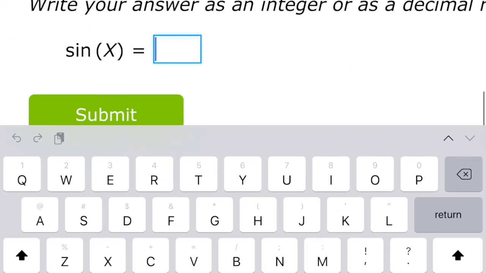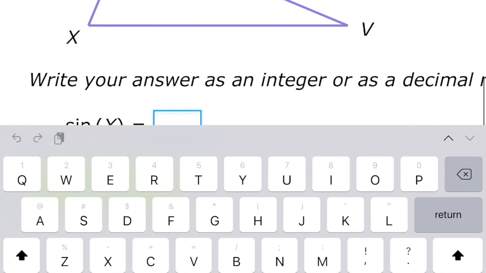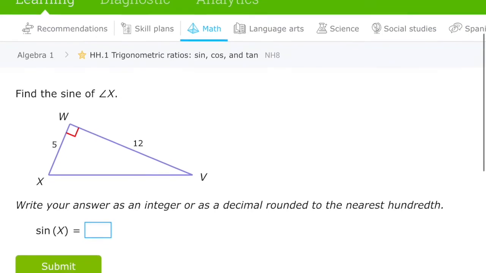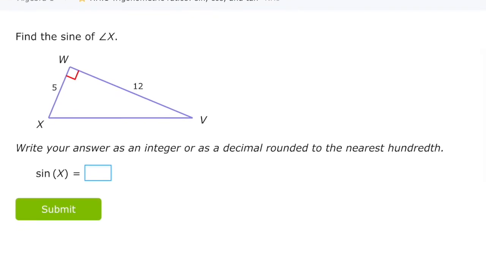Oh, I can answer this one. It was what, 5 over 13? Yeah. No, I'll leave it to you. But yeah, you have everything you need for HH1.